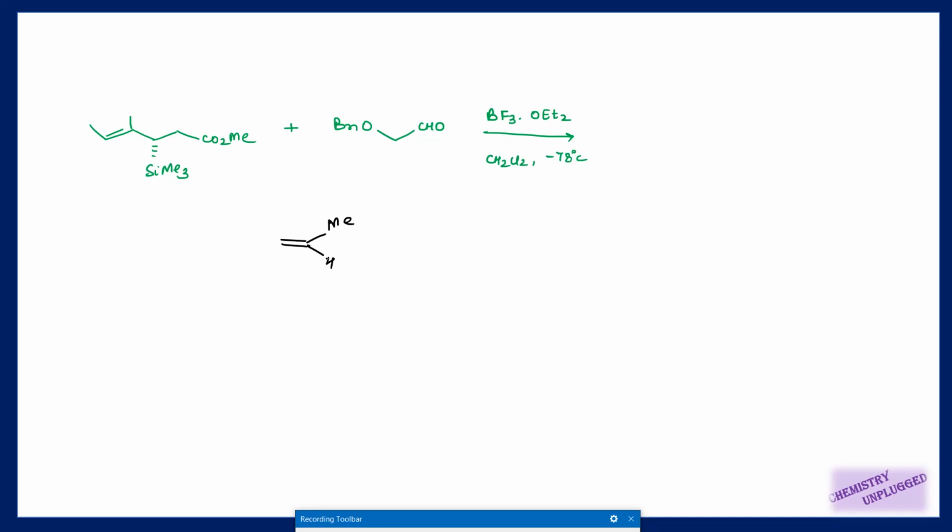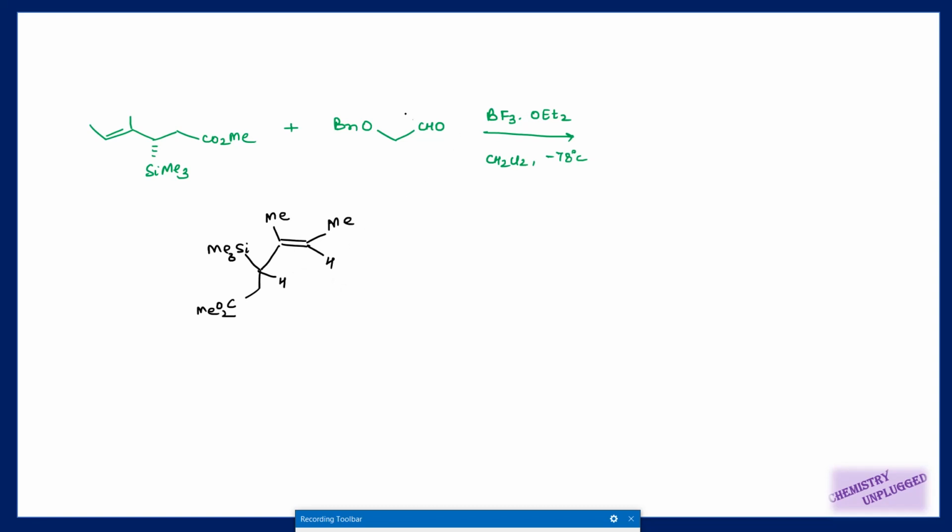H will go towards the cavity and Me will go away from it. On the second carbon, this Me will go away from the cavity, and the next carbon will come like this. Then this trimethylsilyl group will go away from this cavity, and on this carbon we have this ester group attached, right? Here we have hydrogen also.